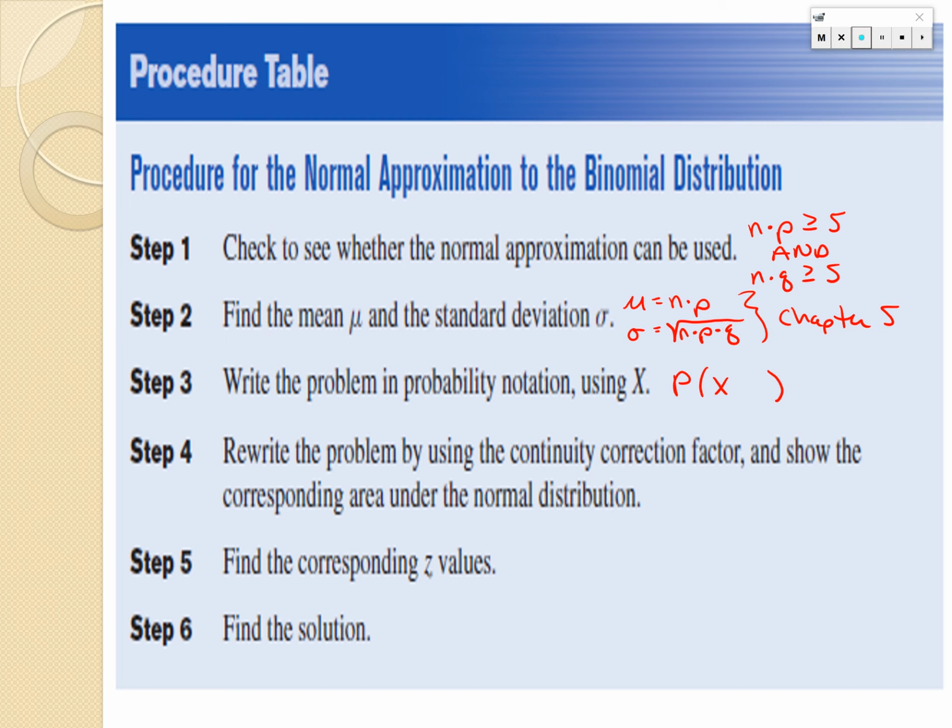Probability of x, and that's going to be kind of a fill in the blank. Do you want x equal to a number? Do you want x less than a number? Do you want x greater than a number? It's kind of a fill in the blank from there.